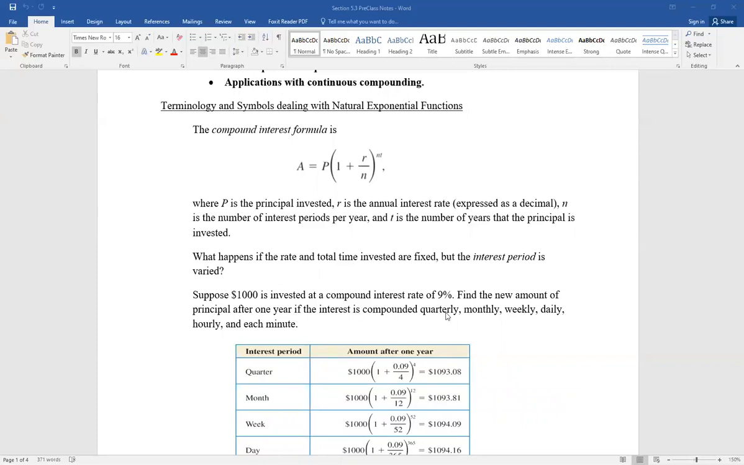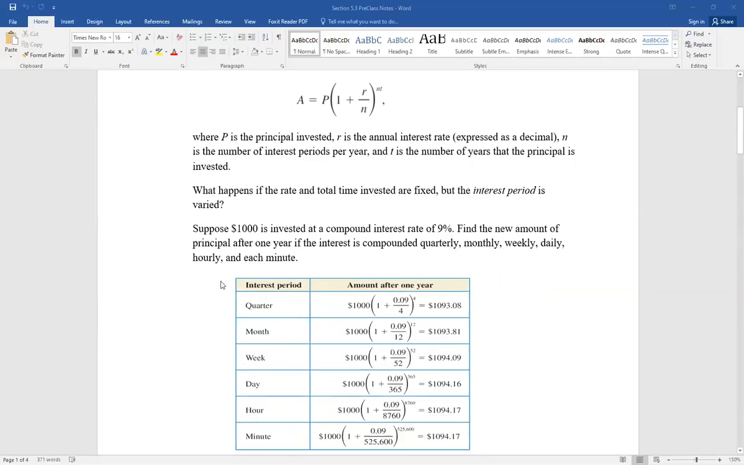If the interest is compounded quarterly, which is 4 times a year, monthly, which is 12 times a year, weekly, which would be 52, daily, which would be 365, hourly, which is going to be 8,760, and if you compounded your interest every minute of the year, it would be 525,600 times. Now, because we've left t as a year, notice that the exponent is matching the denominator here. That does not always happen. That's just because we're doing this for a single year and not multiple years.